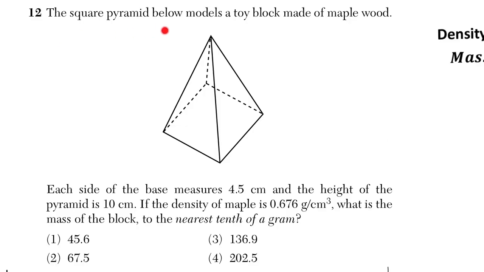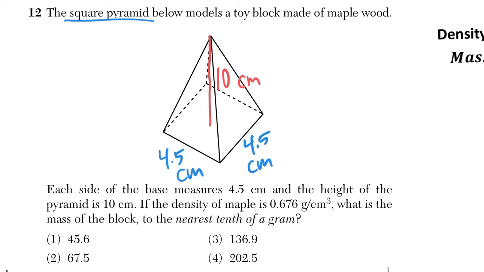Question number 12. The square pyramid below models a toy block made of maple wood. Each side of the base measures 4.5 centimeters, and the height of the pyramid is 10 centimeters. So let's take a moment. Let's label this diagram. The height in red is going to be 10 centimeters. And then because this is a square pyramid, each side length is going to be 4.5 centimeters. That makes sense.